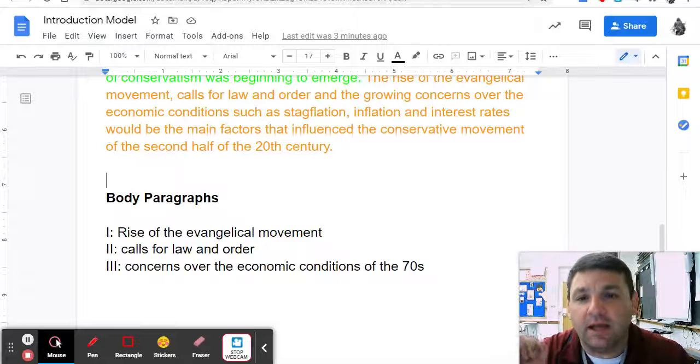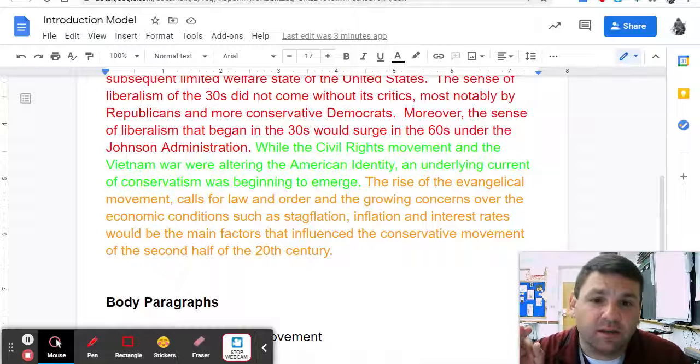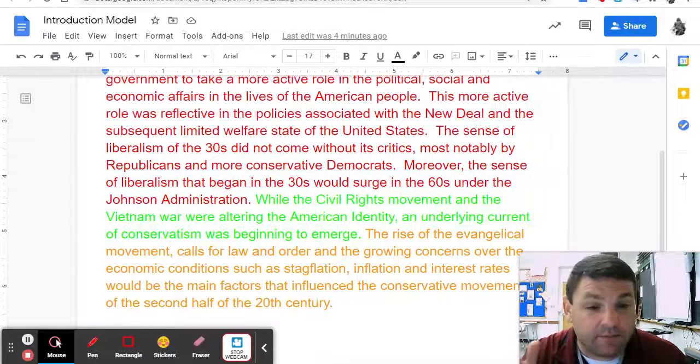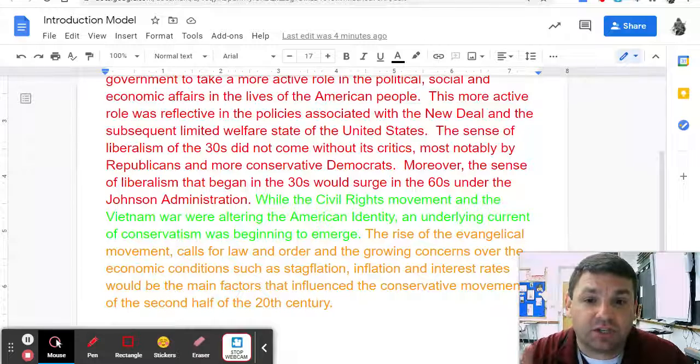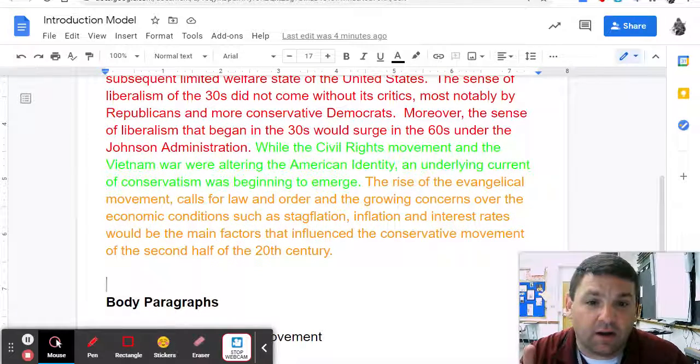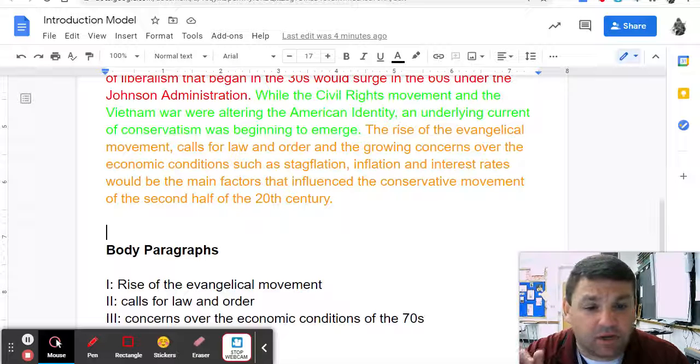Okay? So again, the big picture here that we're trying to talk about is this in green right here is this transitional sentence. So I gave you a model here of an introductory paragraph that has our context in red, our transition in green, and our thesis statement in this light brownish color.